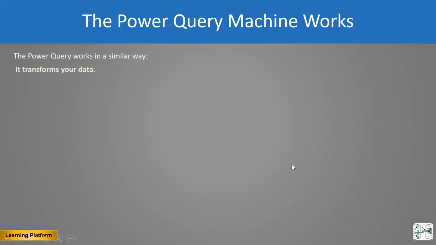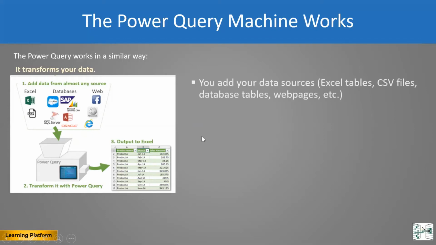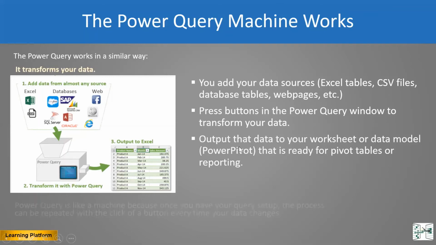Power Query works in a similar way. This is your ingredients. They come from different sources: from Excel, from SAP, from Oracle, from web-based sources, from Access. You put them into this machine, and this machine processes all your raw data and transforms it into the required formats. Basically, it is the cleaning of the data. You add your data into the source, an Excel table, CSV files, any source you can take here. You press the button and you take the output.